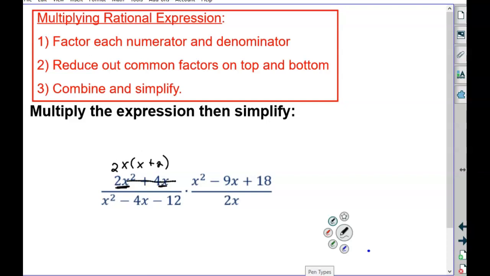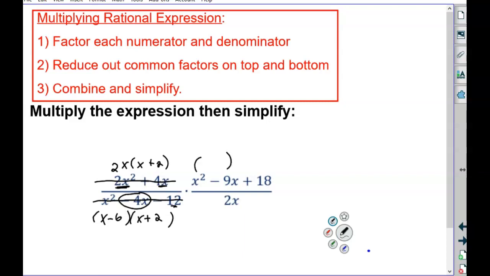And then what I do, I just cross out this bottom, just because it makes it easier for me to see. And then let's deal with this denominator. So I'm thinking, what times what gives me negative 12, but adds up to give me negative 4? Negative 6 and 2. Perfect. X minus 6, x plus 2. And again, if you FOIL that out, you should get right back to where you started. Okay. And then I'll cross that out.